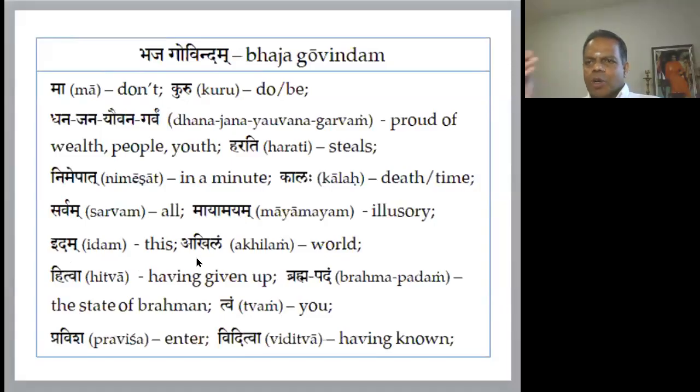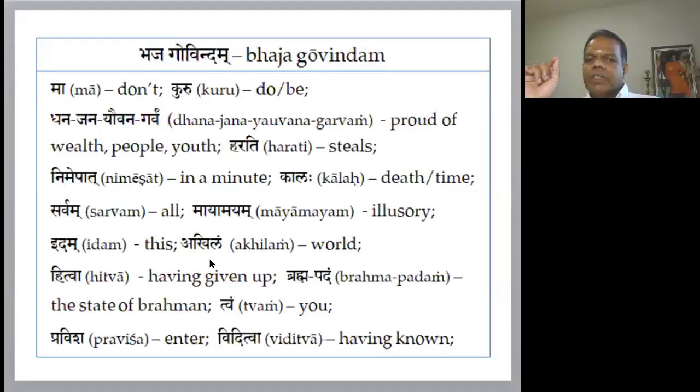There are discourses where Swami has talked about idam. I thought I would bring it, but it will be. Idam means the two concepts in this world. One is idam, one is tat. The one is tvam, the other one is tat. So that kind of meaning.